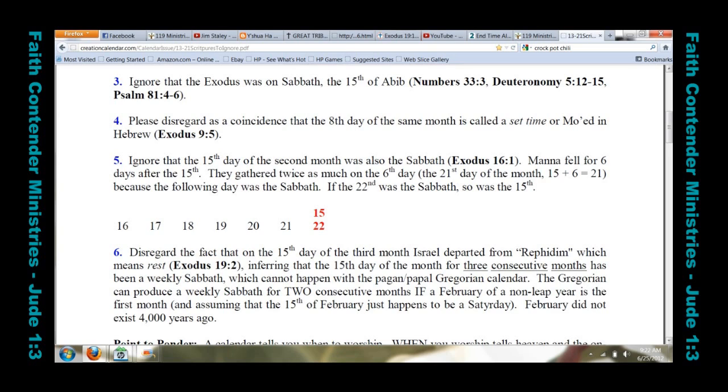Number 4, please disregard as a coincidence that the 8th day of the same month is also a set time, or moed in Hebrew. Okay, now in Exodus 9:5, I'm not going to argue that it says that Yahuwah declared an appointed time or a set time for the next day.